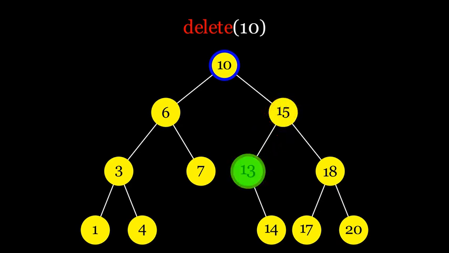Once the smallest node is located, its value will replace the value of the root node. Next, the algorithm will proceed to delete the smallest node from the right subtree. In this case, the smallest node has one child, so the algorithm will update the pointer of its parent node to point directly to the smallest node's child, effectively removing the smallest node from the tree. This completes the deletion process, with the root node's value replaced and the tree structure updated accordingly.